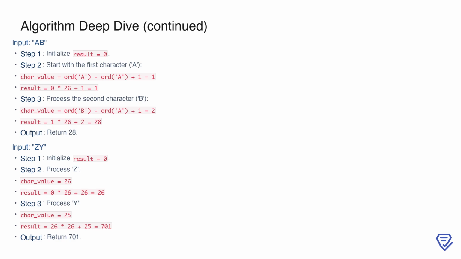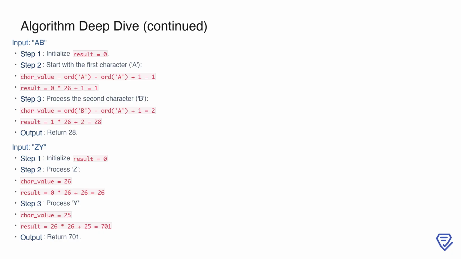Now, consider the input ZY. Starting with result equals 0, the first character, Z, contributes a value of 26, so result becomes 26. The second character, Y, has a value of 25. Multiplying 26 by 26 and adding 25 results in 701.